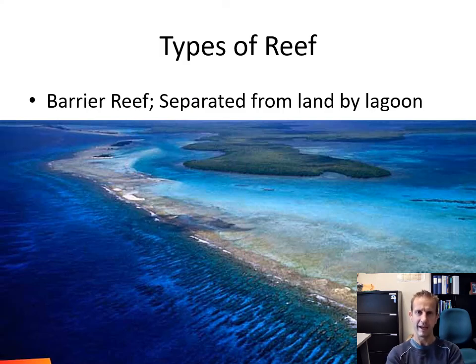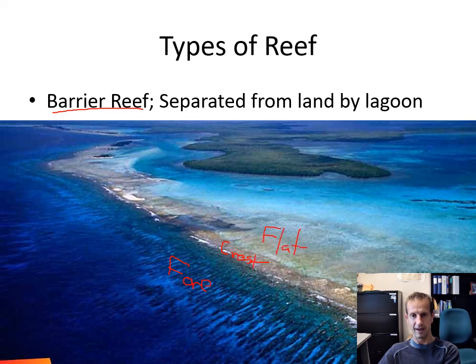Another reef formation is a barrier reef. So a barrier reef has all the same things as a fringing reef has. It's got the forereef here, and it's got the crest of the reef here. It's got the flat of the reef here. But then instead of the reef flat coming directly up against the land, you've got this deeper water in between the reef flat and the land, and they call that the lagoon.